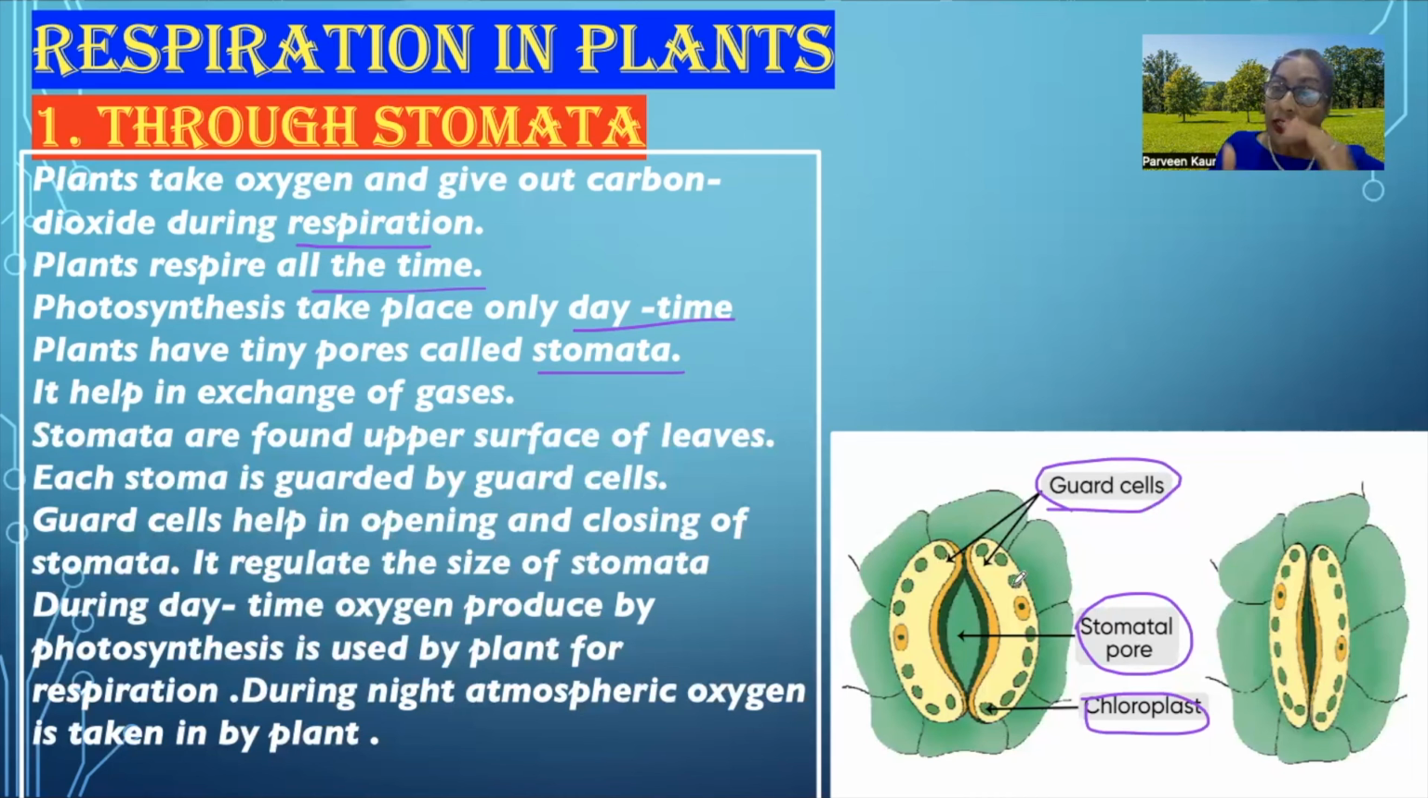Now the guard cells help in the opening and closing of the stomata, and they regulate the size of the stomata. Here you can see in this structure, these guard cells help to open the stomata, but in this structure, guard cells are closed, they are flaccid, so it does not allow the exchange of gases.